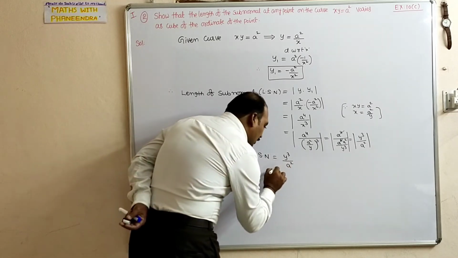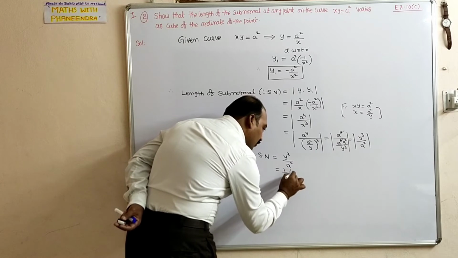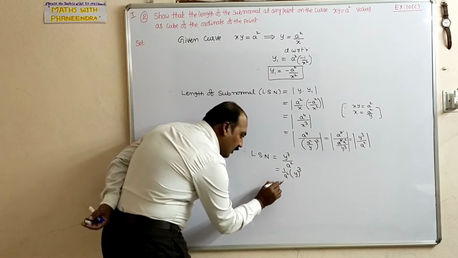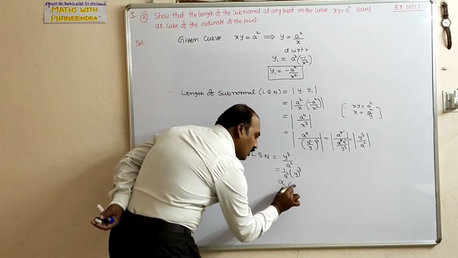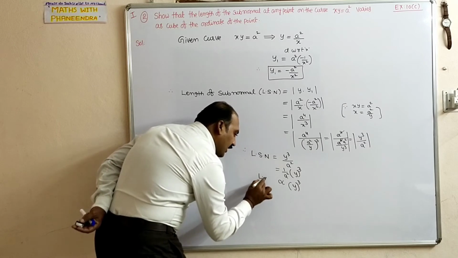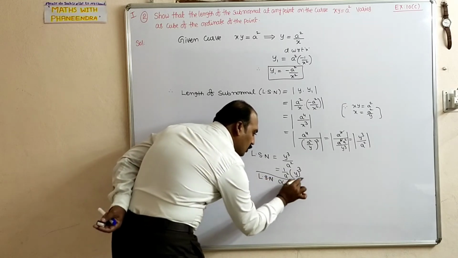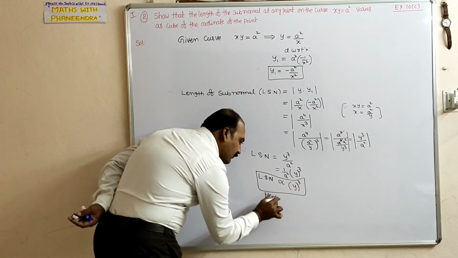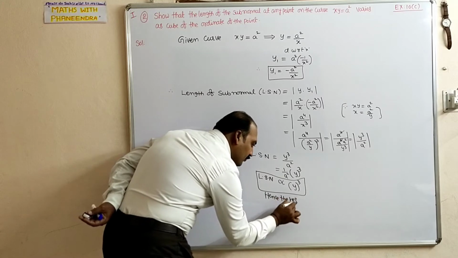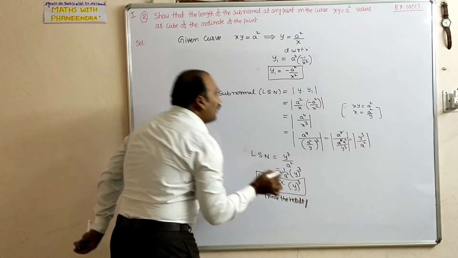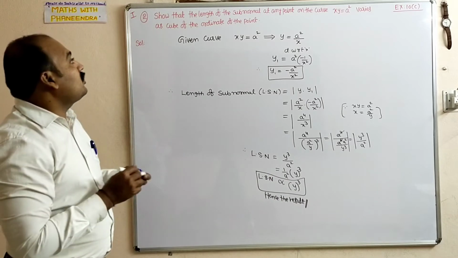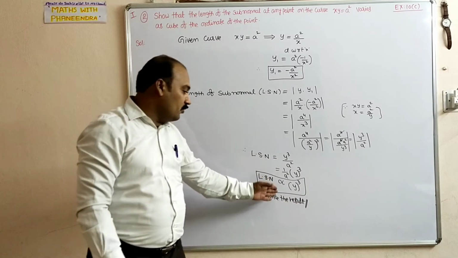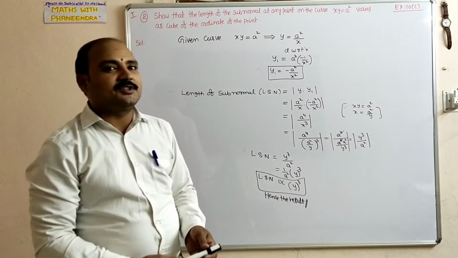If you remove this constant 1 by a square times y power 3, if you remove this 1 by a square constant, it will be proportional to the cube of the ordinate. LSN is proportional to the cube of the ordinate, hence the result, hence proved. They are asking to show the length of subnormal is proportional to the cube of the y coordinate. That only we show. We will move to the next question.